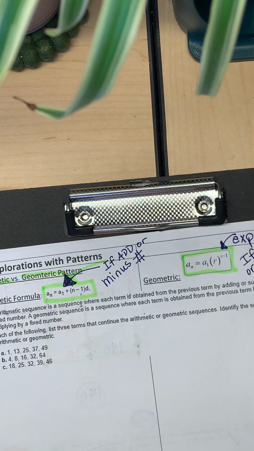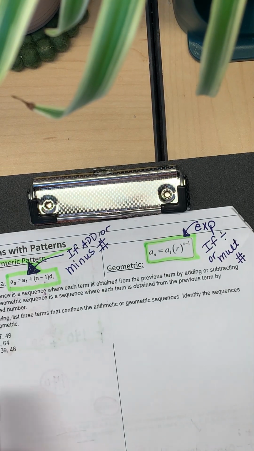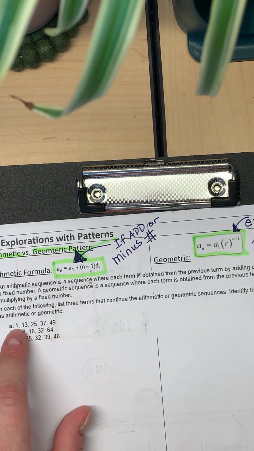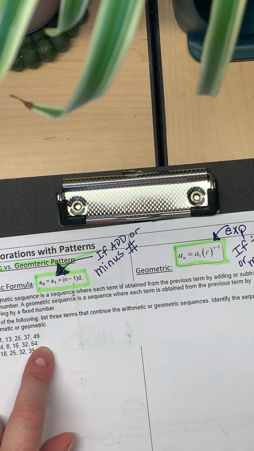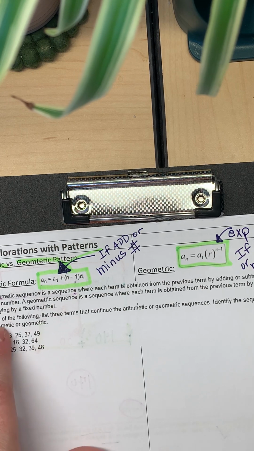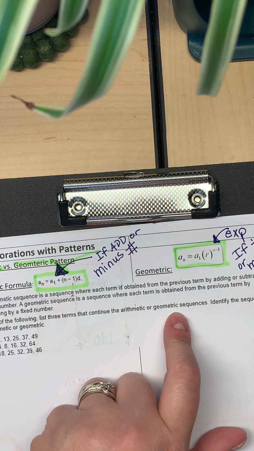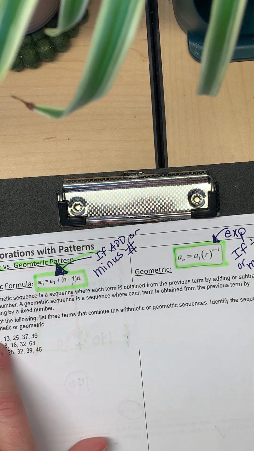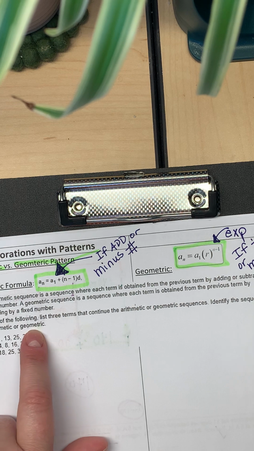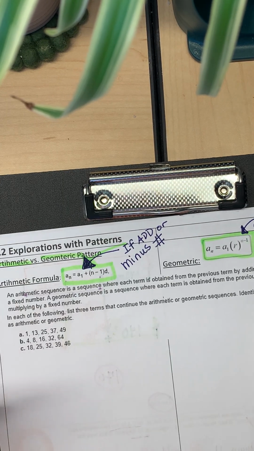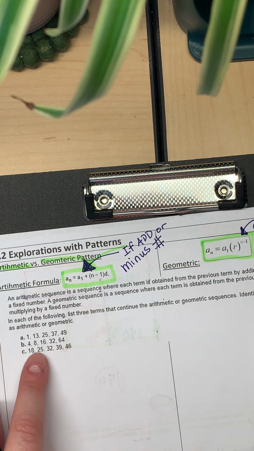So let's look at this first example. It gives us a bunch of different sequences. See, it kind of looks like 1.1, there's just commas instead. And it says, in each of the following, list 3 terms that continue the arithmetic or geometric sequence. Identify the sequence as arithmetic or geometric. Okay, so like I said, arithmetic is when you can add the same number over and over and over to get a new number. So let's see what this first sequence says.